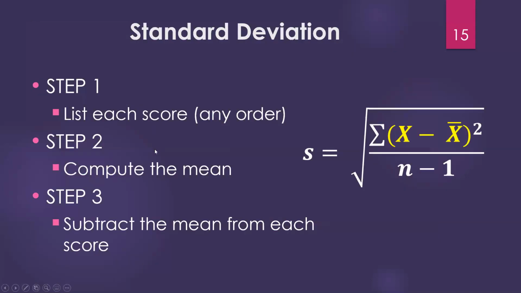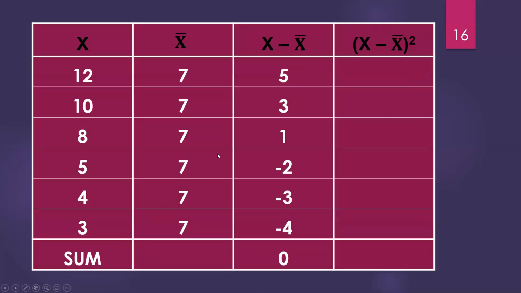Step three, remember back here, is we're subtracting the mean from each score, right? X bar is the mean. We're subtracting that from each score. So here we're subtracting 12 minus 7, our X minus X bar. 12 minus 7 is 5. 10 minus 7 is 3, 8 minus 7 is 1. And here, as you're doing column 3, negatives matter. So always be careful to be doing the X minus X bar. Negatives matter. So here, 5 minus 7 is -2, 4 minus 7 is -3, 3 minus 7 is -4.